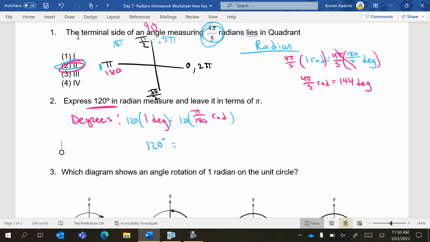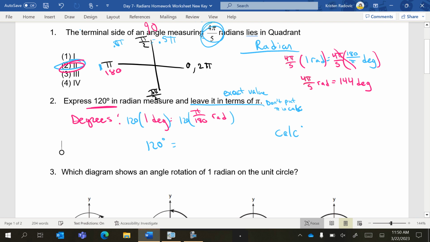On the right, we have a bit of an issue. If you were to do 120 times pi over 180, you will get a decimal. You don't want a decimal. They say to leave it in terms of pi. This is another way of asking for exact value. And in order to do exact value, it means don't put pi in the calculator. So let's see what we're going to do in the calc instead.